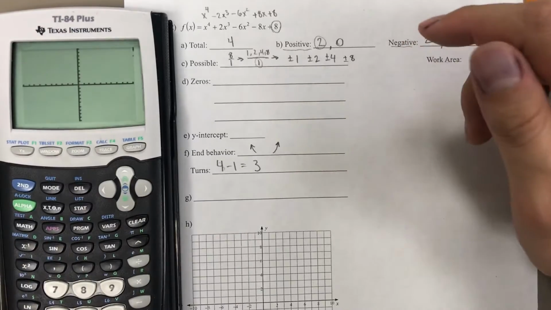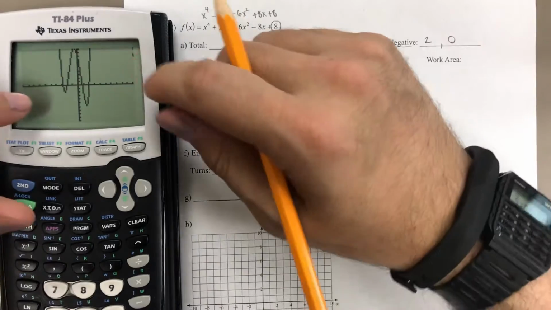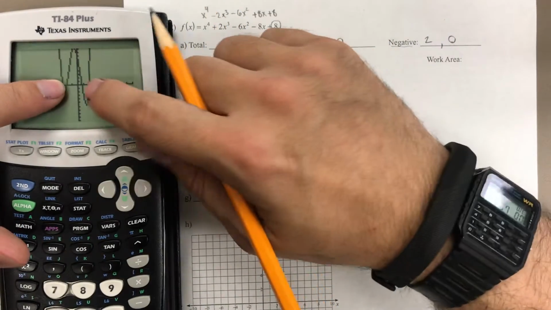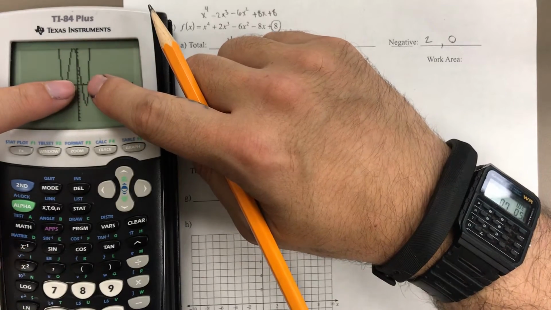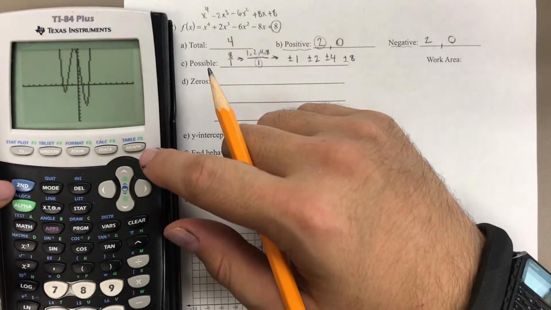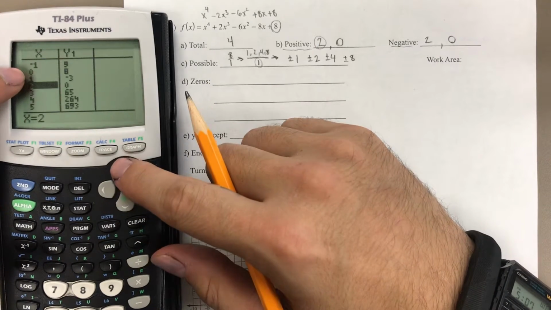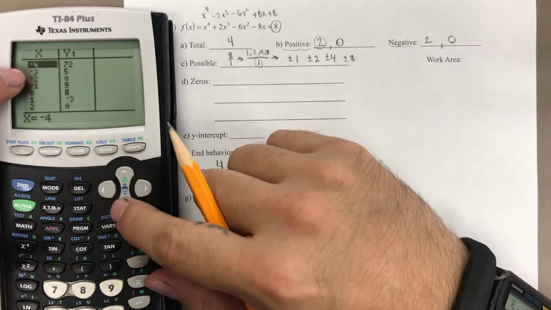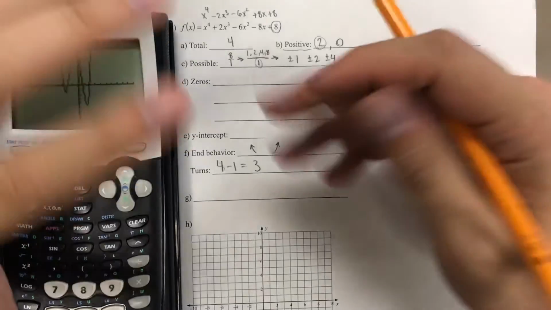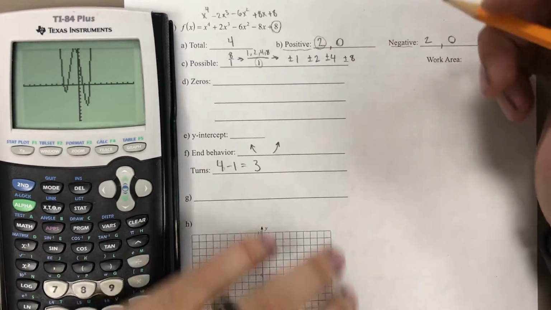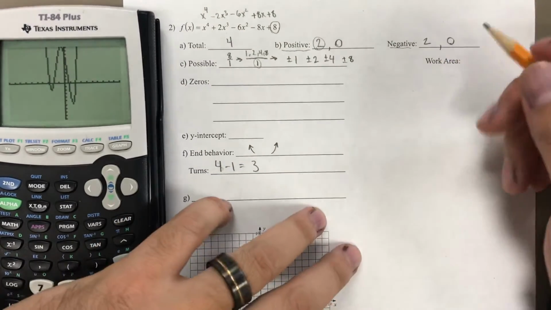So graph it out. And on the graph, it looks like I have a couple of zeros there. Probably one at negative 2, and then probably one over there at 2. Let's go to the table on the graphing calculator. So second table. And yeah, it looks like 2 is a 0, and negative 2 is a 0. So I can use synthetic division at least to bring it down to a quadratic, because I'm going to have a total of 4 zeros. So let's work on it from there.